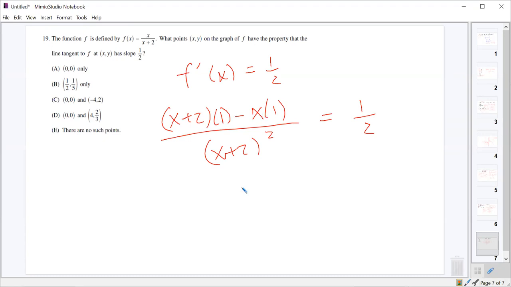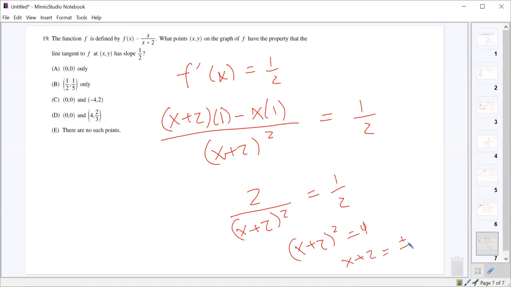X plus 2 minus x is just 2. And if we cross multiply, we get x plus 2 squared equals 4, or x plus 2 equals positive or negative 2. And x equals, if we subtract 2, we should get 0, and we should get negative 4. So it looks like that should be choice C.